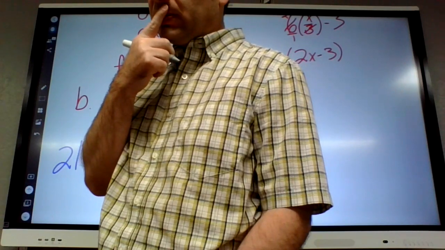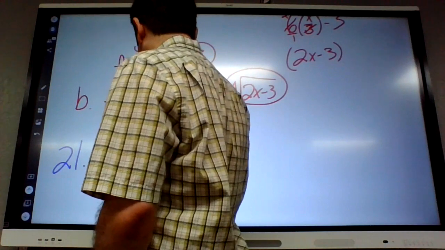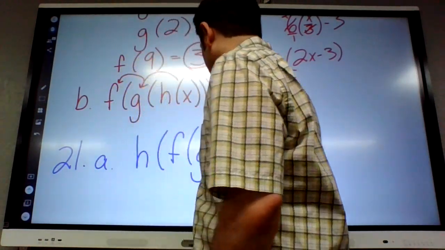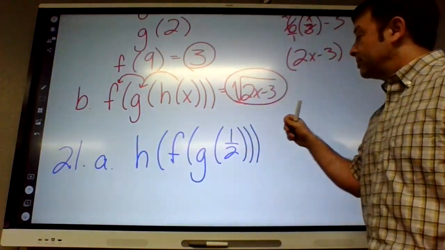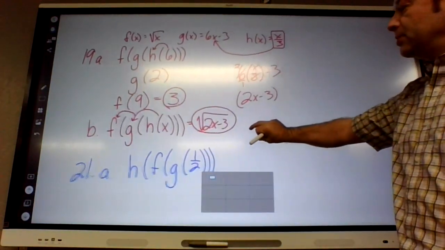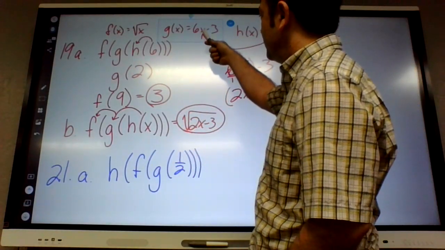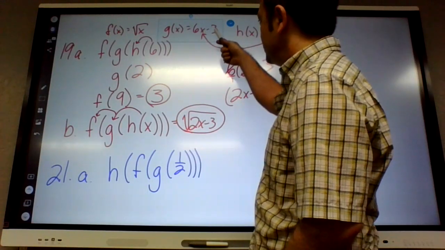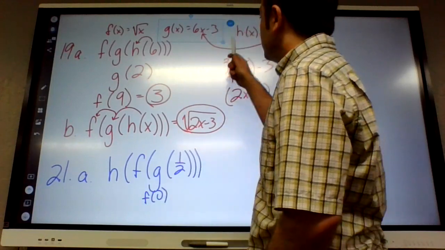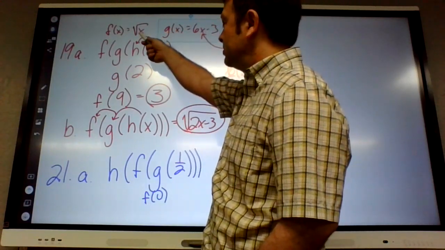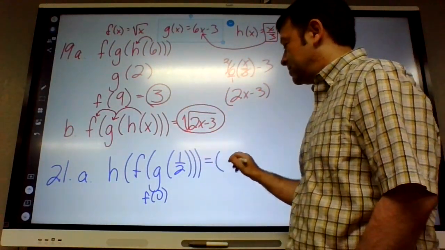That's crazy. So H of F of G of 1/2. Not too hard to do, but there are a lot of opportunities to make mistakes. You're gonna plug in 1/2 into G. So what's 6 times 1/2? 3. Minus 3 is 0. So we need to do F of 0. What's the square root of 0? 0. So we need to do H of 0. 0 divided by 3. 0. Turned out to be kind of easy.